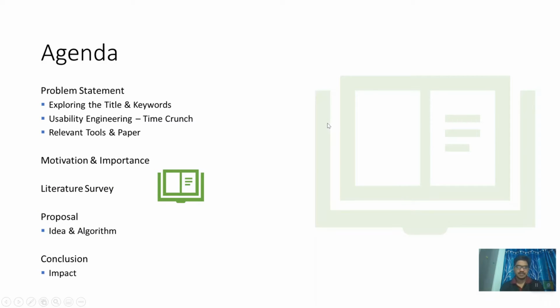To start with, we'll look at the agenda that we are going to follow as part of this paper. We'll look at the problem statement along with the title and keywords, a basic note on usability engineering, relevant tools and papers that have been explored in this area, motivation and importance that got us here to do this paper from an industry standpoint. We'll properly look at some literature survey, and then we'll proceed with the proposal that we have as part of an idea and the algorithm, and the conclusion and impact that this paper brings for an industry perspective of mockup designing.